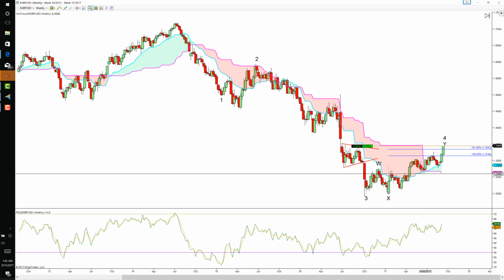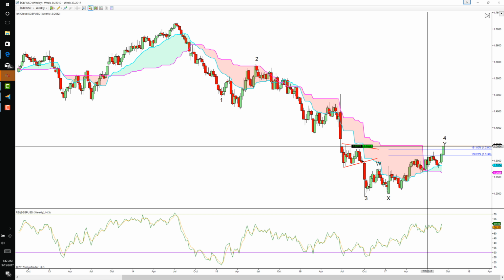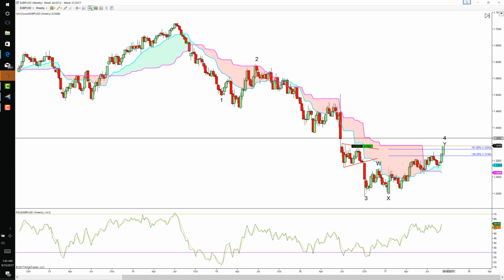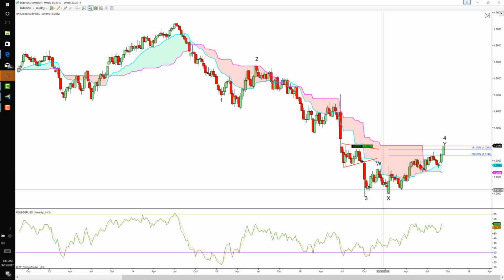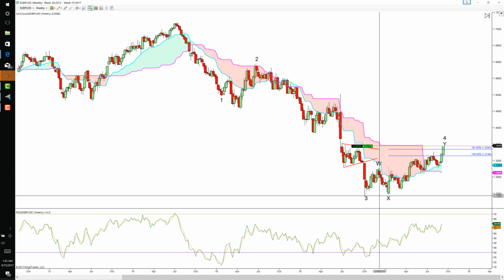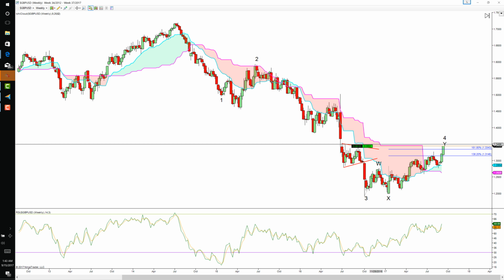So if this is the top of wave 4 and we are currently going to be working on wave 5, well then you need to expect price has to go below 1.1900 basically, if not lower. So this is why I'm trying to take my chances now, just with a full contract.